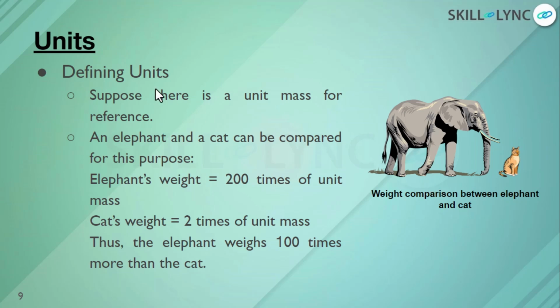So suppose there is a unit mass for reference. Then we can say that an elephant and a cat can be compared for this purpose. Suppose the weight of the elephant is 200 times the unit mass. Also, the weight of the cat is 2 times the unit mass. Thus, we can compare both and say the weight of the elephant is actually 100 times more than the weight of the cat.